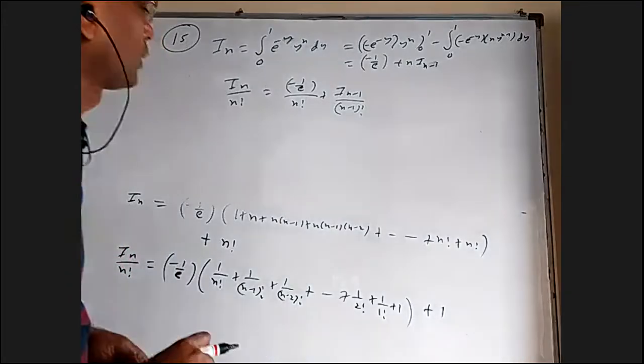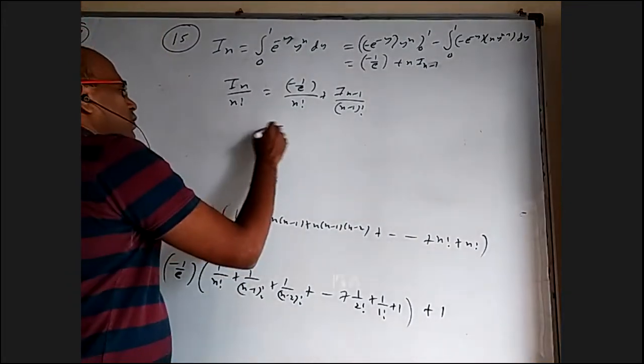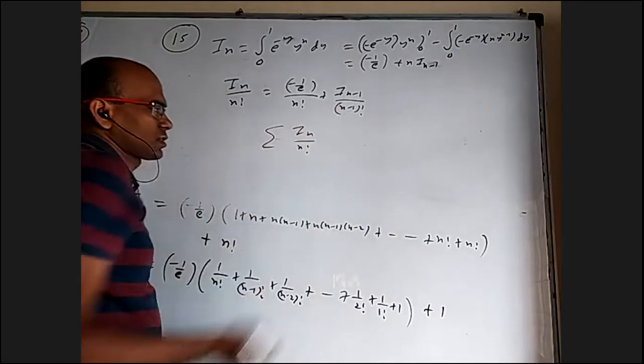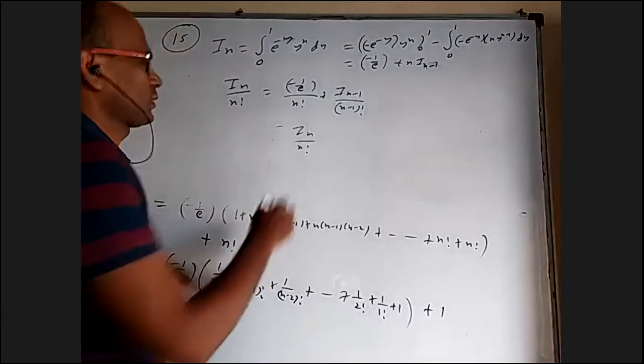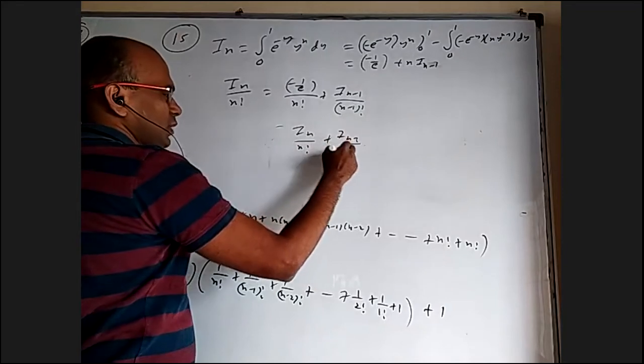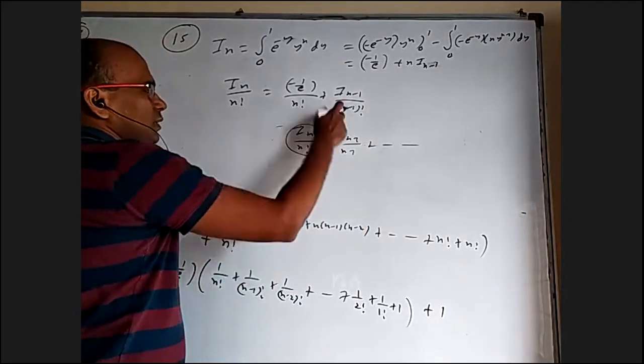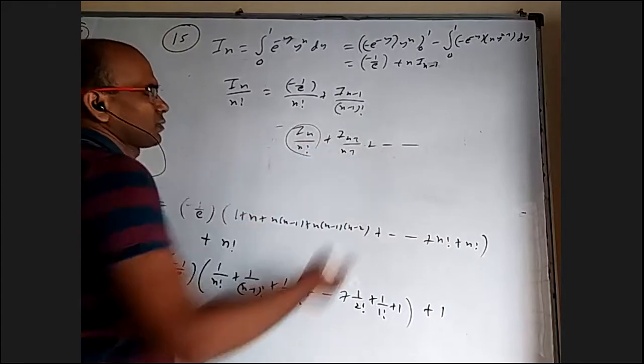Okay. So how are we going to do sigma In by n factorial? Even if I write this, it's not going to help. Even if I expand, I'm going to get In minus 1 by n minus 1 factorial, so on. This answer will come in terms of this. That answer will come in terms of the next one.